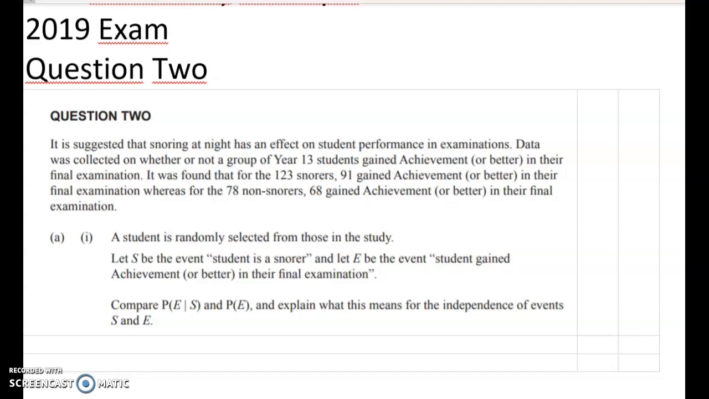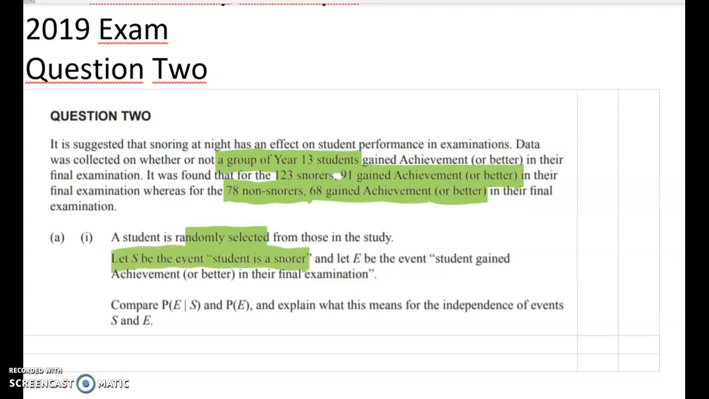So it's suggested that snoring at night has an effect on student performance in examinations. Data was collected on whether or not a group of Year 13 students gained achievement or better in their final exam. And it was found that for the 123 snorers, 91 gained achievement or better, whereas for the 78 non-snorers, 68 gained achievement or better. Then we're told that a student is randomly selected from those in the study, and we're told to define S as the event that a student is a snorer, and E is the event that the student got achieved or better. We have to compare these two probabilities, so this one and this one.